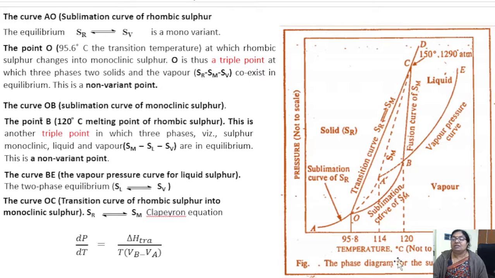By using this phase diagram of sulfur, you can easily apply the Clausius-Clapeyron equation. Then we can calculate the change in temperature with pressure, or the change in pressure with temperature. You can find out the enthalpy of any kind of transition, whether sublimation or vaporization, all those things, by that equation.